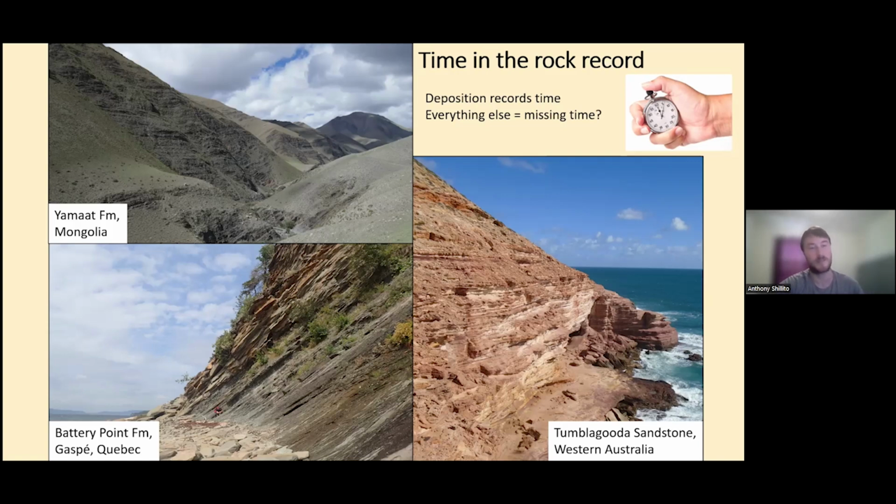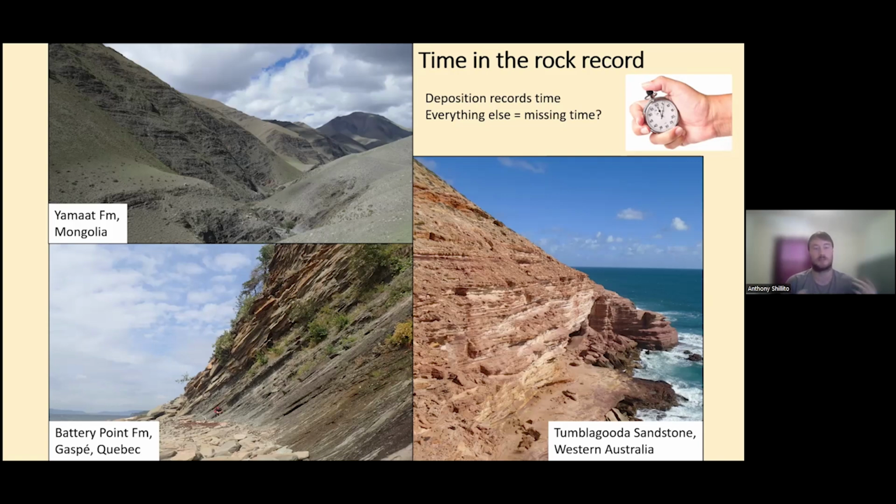So here, just to get some field photos in off the bat, we have the Tumblagooda Sandstone of Western Australia, the Battery Point Formation from Gaspé in Quebec, and the Yamat Formation from Mongolia. All of these are big piles of sediment, but all of them were interpreted as being deposited over millions of years. And that isn't just accounted for by the record of deposition.